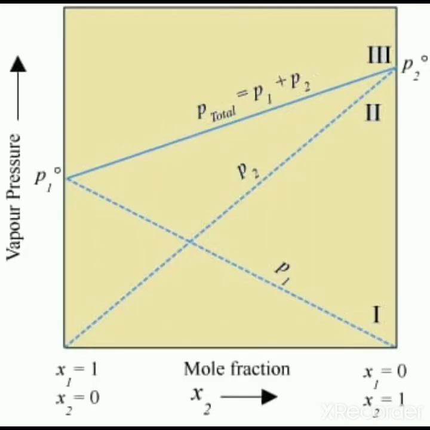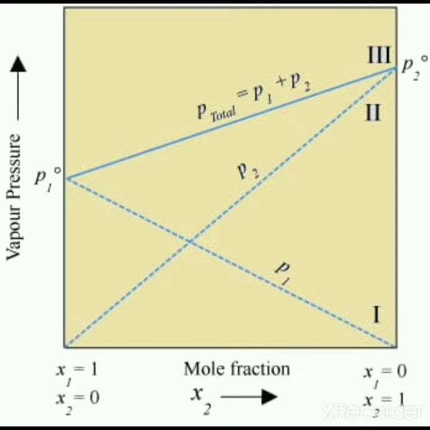We can draw a graph taking mole fraction along the x-axis and vapor pressure along the y-axis. Only two components, say 1 and 2, are present in the solution. In the beginning, component 1 alone is present. Therefore, χ1 is equal to 1. Since the component 2 is not present in the beginning, χ2 is equal to 0. What is the vapor pressure of the pure component 1? It is denoted as P1⁰. Therefore, P1⁰ denotes the vapor pressure of the pure component 1.